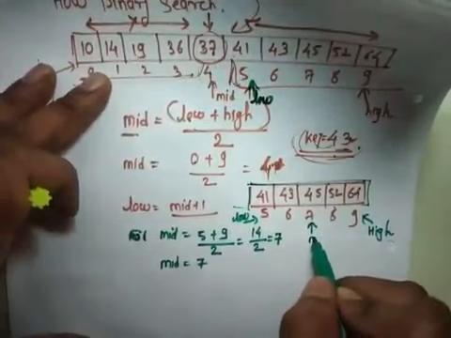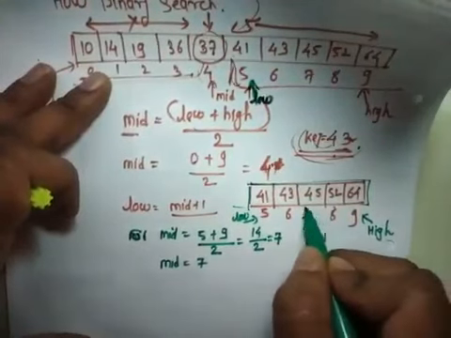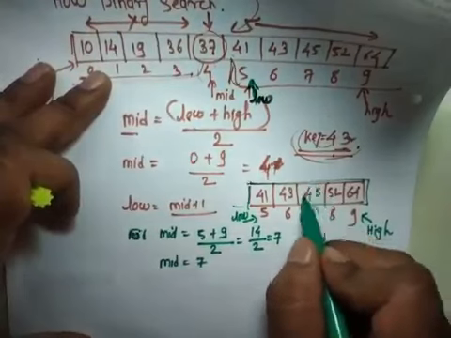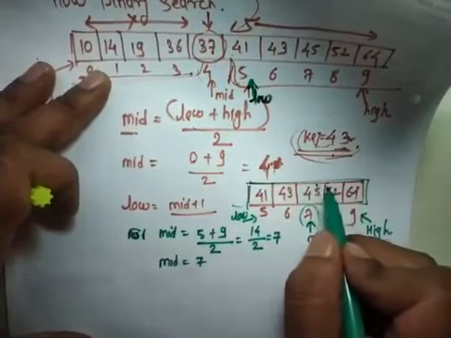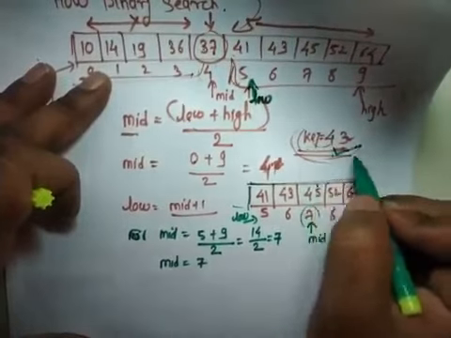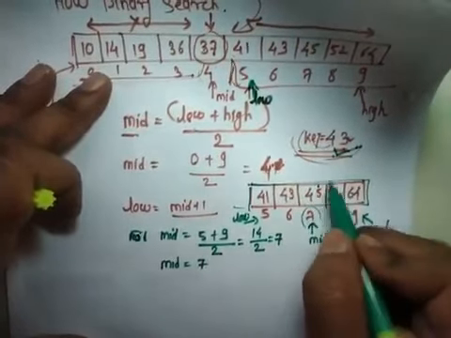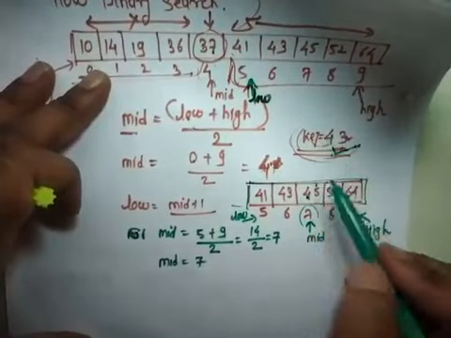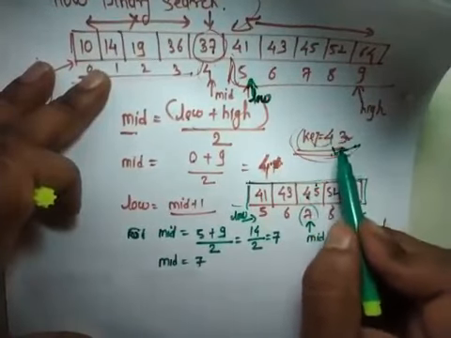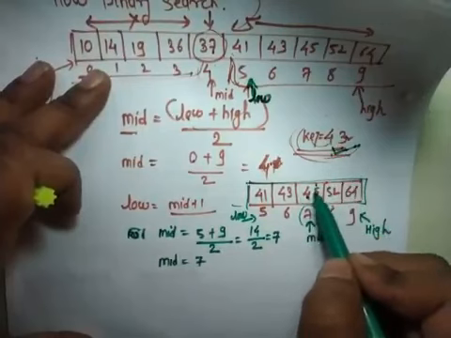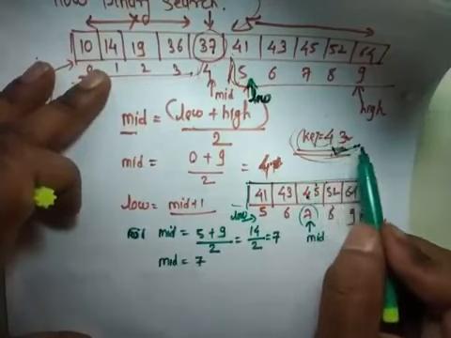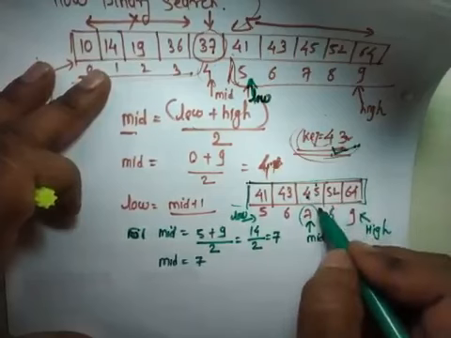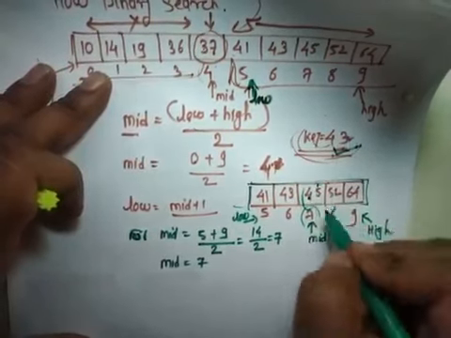Now let's check whatever mid position element we have. So at mid position, which value do we have? That is 45. So let's check whether key is equal to 45. No, it is not a match. Then we check whether the value we got at the mid position is less than or greater than 43. So it is greater than 43, isn't it? 45 is greater than 43.